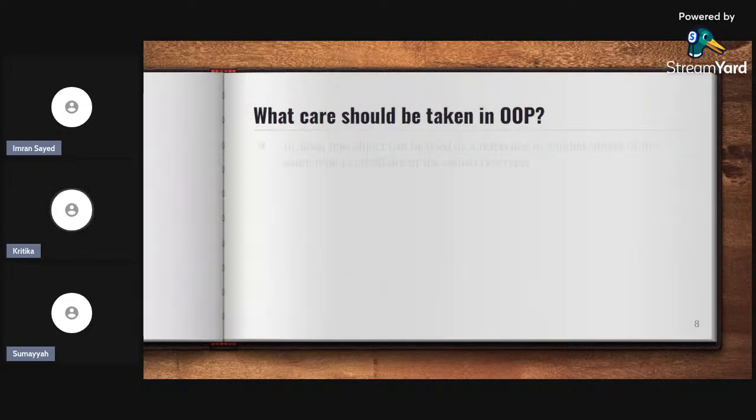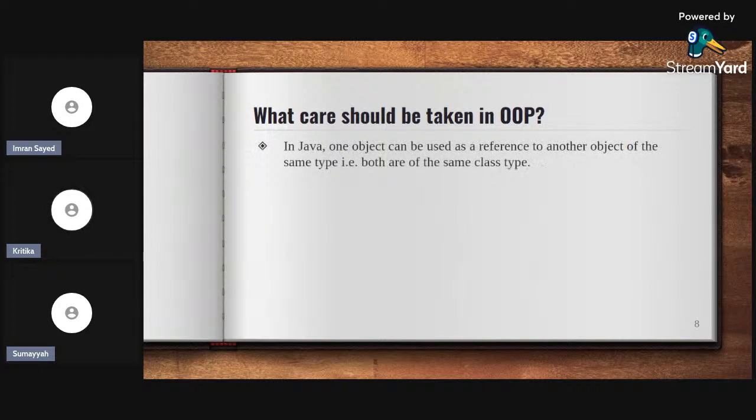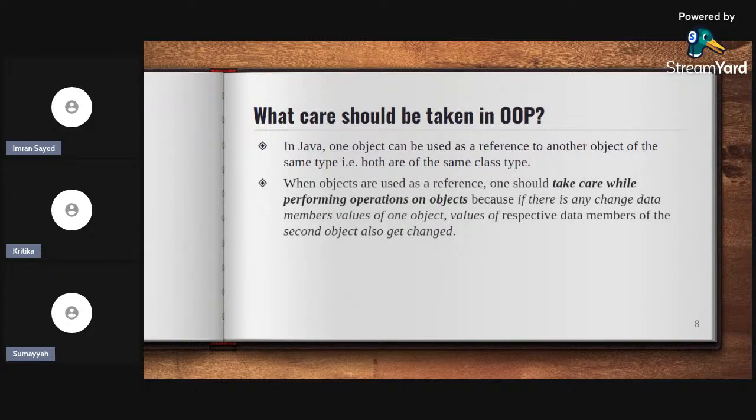What care should be taken in OOP? In Java, one object can be used as a reference to another object of the same type. That is, both are of the same class type. When objects are used as a reference, one should take care while performing operations on objects because if there is any change in data member values of one object, values of respective data members of the second object also get changed.